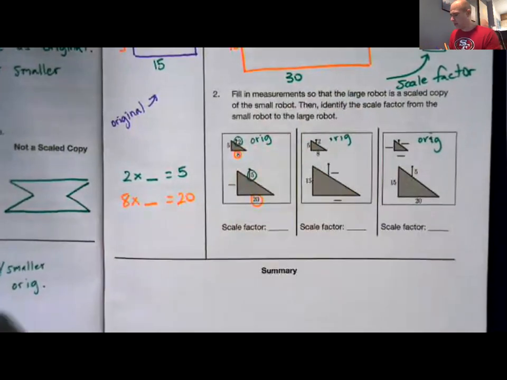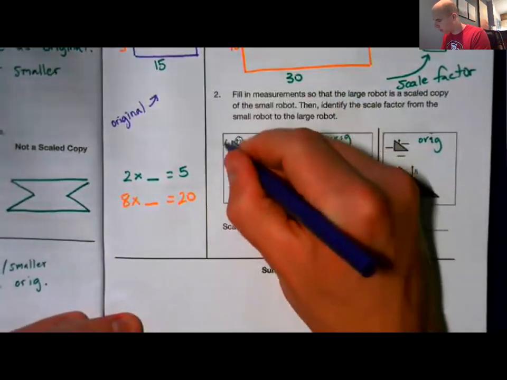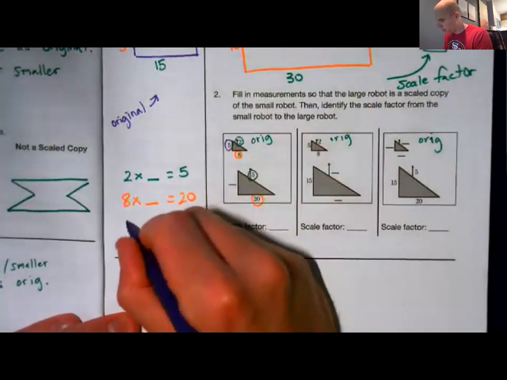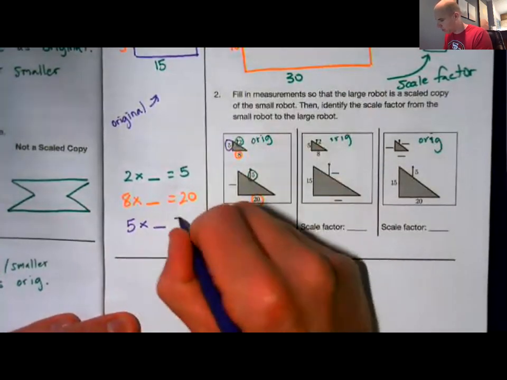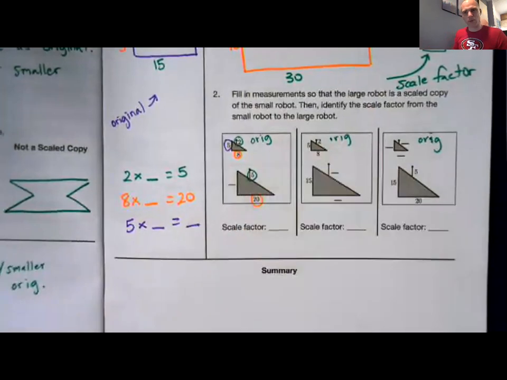And then the last one we've got to do is purple, but we only have a little bit of information there. 5 times blank equals blank. And that's the part that we're really trying to figure out.